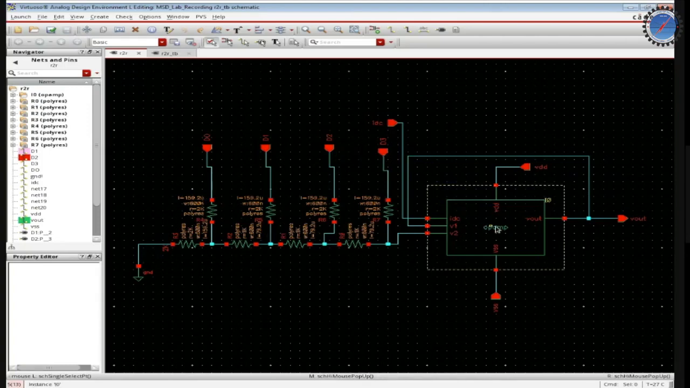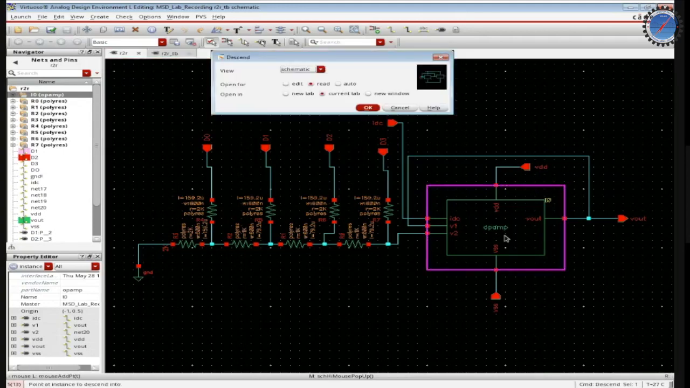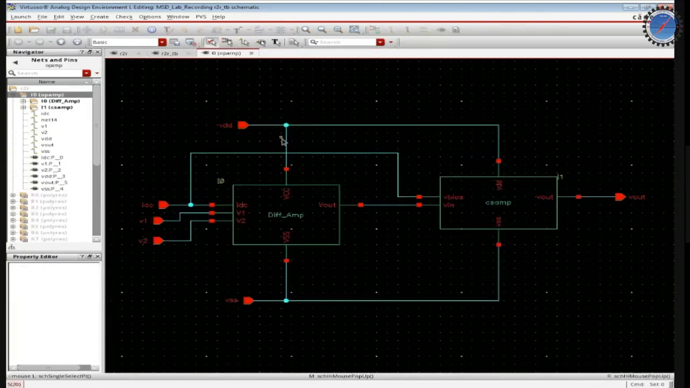Then you can see the op amp out here. I guess it's already been covered, so let me just go into it and show it if possible. You can see the structure of the op amp shown here. This is a two-stage op amp. The first stage consists of a differential amplifier with single-ended output. The input has the bias current and the two inputs. V1 is the inverting input, and V2 is the non-inverting input to this differential amplifier.